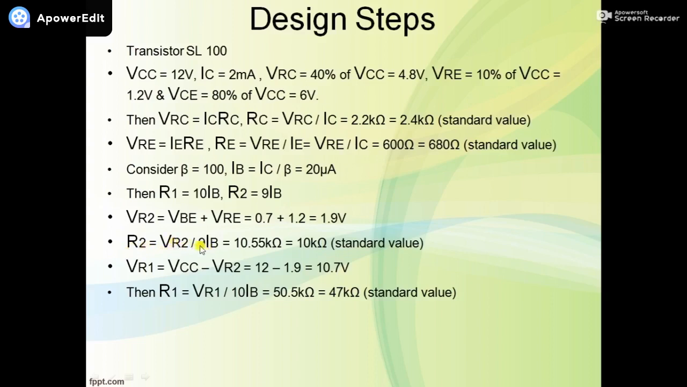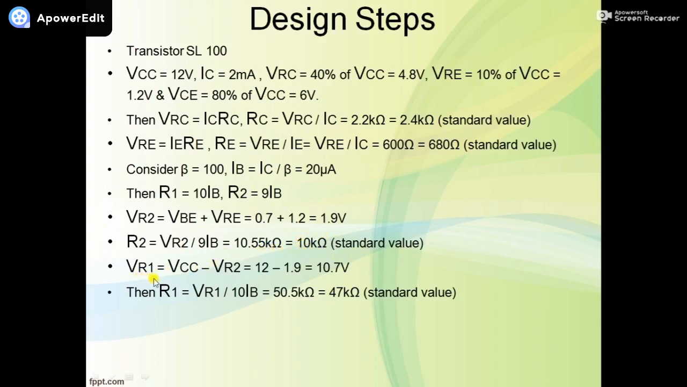So here VR2 is 1.9 divided by 9 into IB, and IB is 20 microampere. From this equation we are getting 10.55 kilo ohm, which is 10 kilo ohm as the standard value.